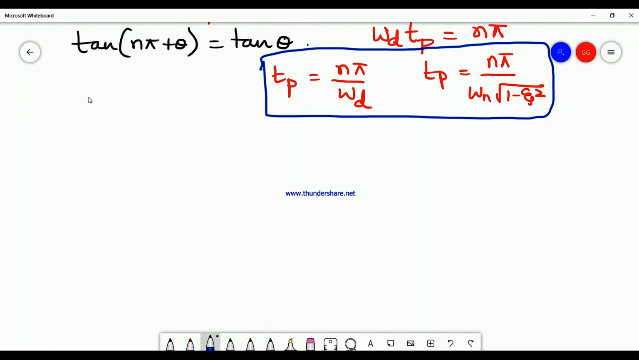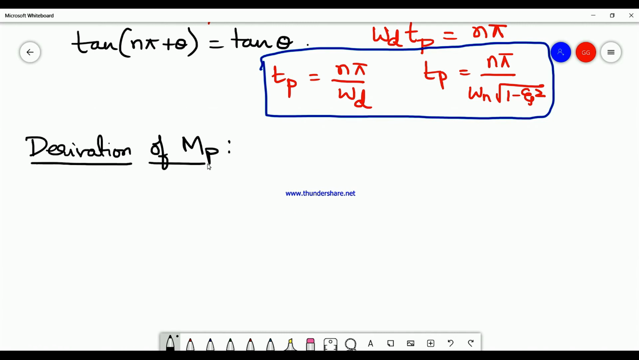Now we'll go to the next derivation. So what else we have? We have peak time, which we have defined. Now we'll go on deriving the MP. As we have derived Tp, we'll also derive for MP. Derivation of maximum peak overshoot.